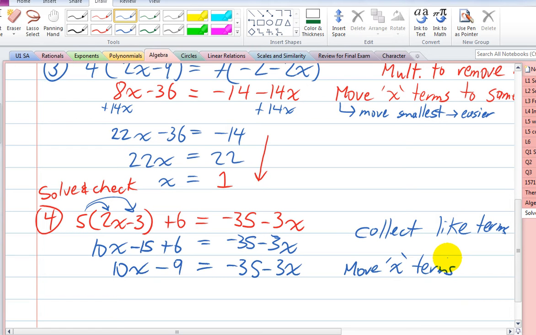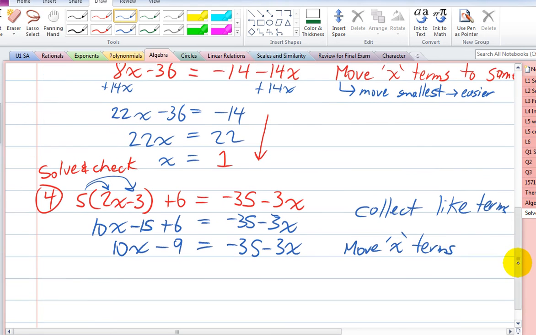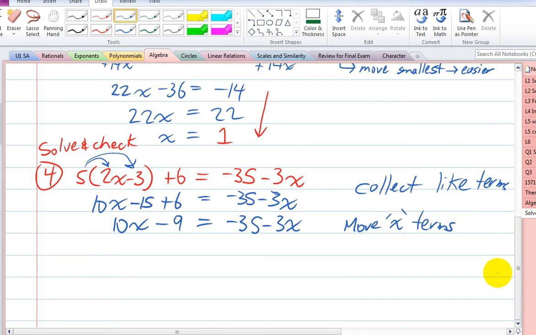Whether you move the 9 or an x, it doesn't matter. Generally, I'd move the x's first because it makes us feel better. So I'm going to move my negative 3x. So here I get 13x minus 9 equals negative 35.